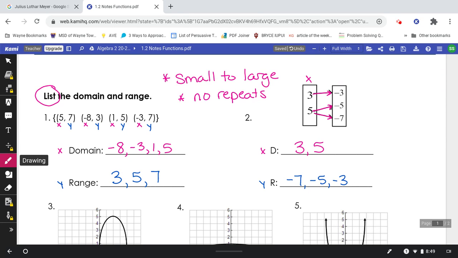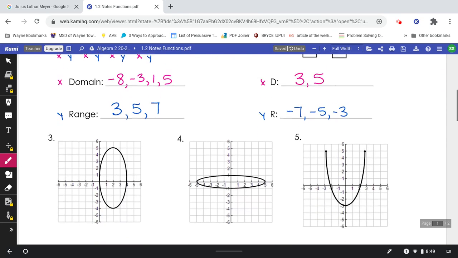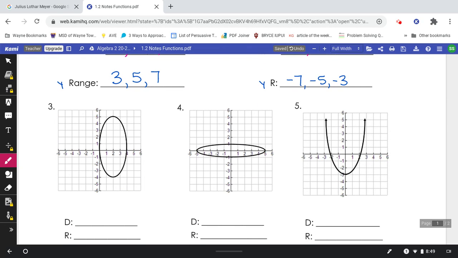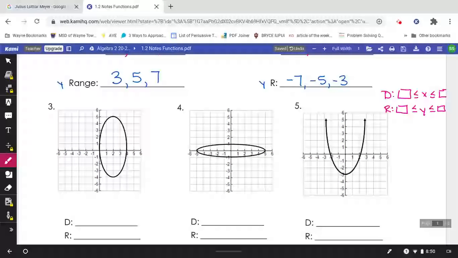All right. Now let's move on to the graphs. The graphs are a little bit trickier. So we're going to set all of our problems up. The domain, and maybe you write this off to the side, is always going to look like this. And the range is always going to look like this. Same thing, but with a y in the middle. And so we're going to want to put our lowest boundary on the left and our highest boundary on the right.